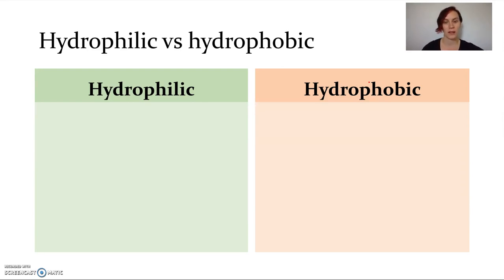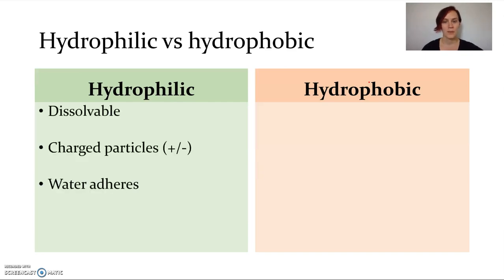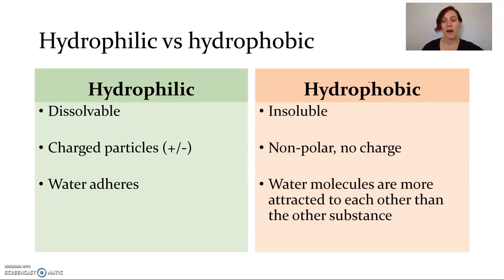Right, we need to talk about how other molecules and atoms interact with water, and we've talked about hydrophilic and hydrophobic before in topic 1. It's important to understand that hydrophilic properties of things mean they are dissolvable in water. Okay, they are charged particles, the positive or the negative charges, which again works in well with the polarity of the water, and the water can adhere to it. However, if something is hydrophobic, it's insoluble. It won't dissolve. It is non-polar, will have no charge.